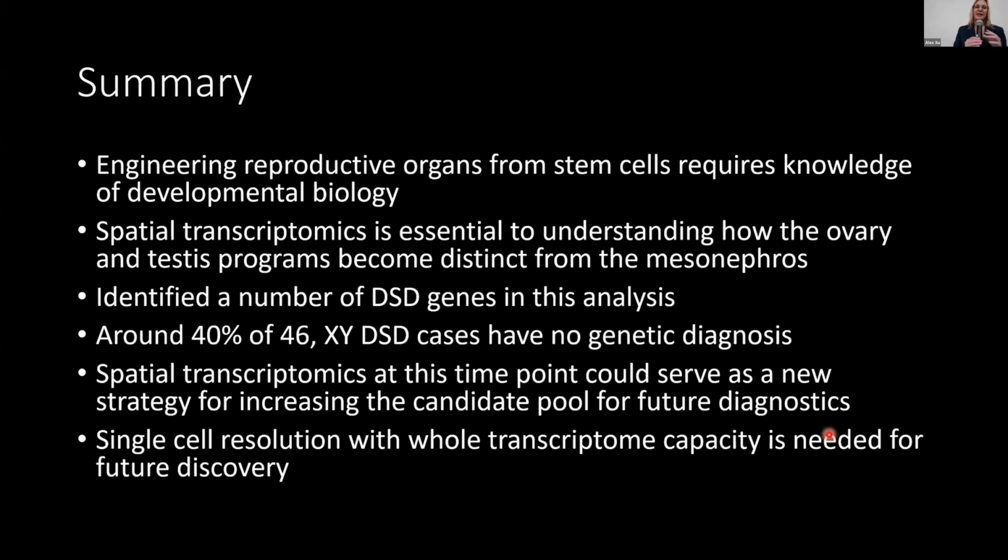So with that, I'd like to end and summarize by saying engineering reproductive organs from stem cells requires knowledge of developmental biology, but I'd like to widen that by saying engineering any organ from stem cells, iPS cells, requires knowledge of how that organ forms in vivo. We used spatial transcriptomics to understand how the ovary and the testis programs form from the mesonephros. Through this, we identified a number of DSD genes, and we think this is really significant because around 40% of cases have no genetic diagnosis, particularly 46XY DSD.